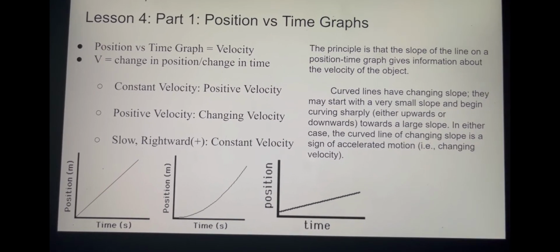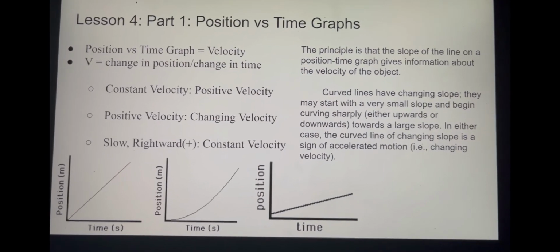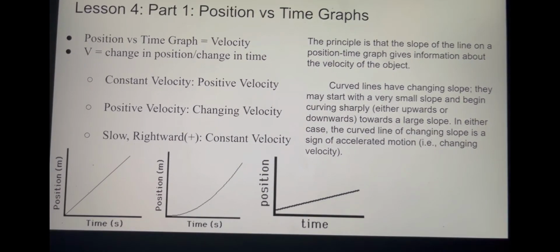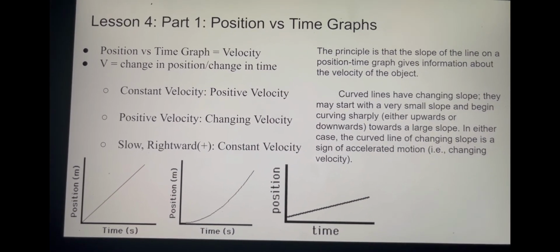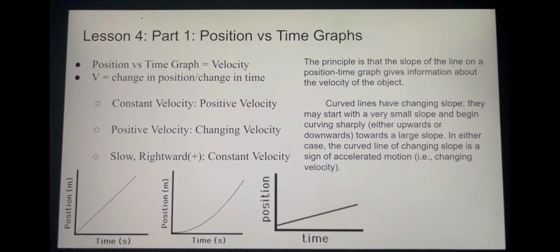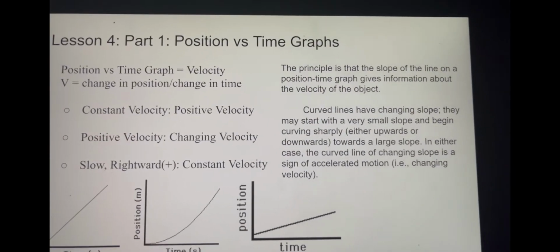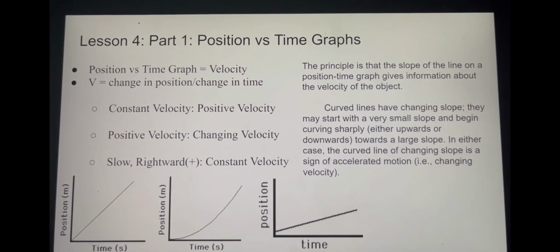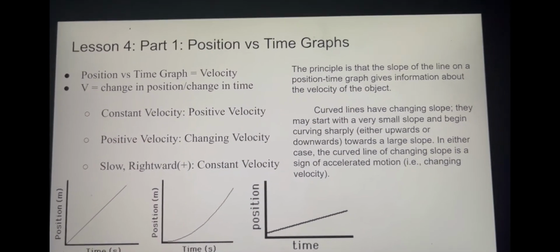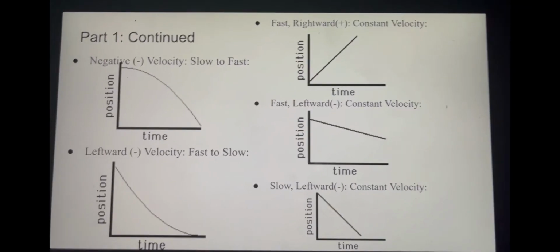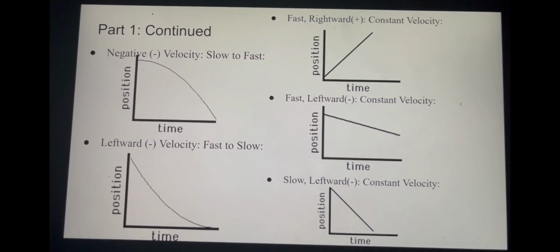steepness of the line. But regardless, if the line is straight, it's a constant velocity, and if the line is curved, it's a changing velocity, and you know this based on the slope, because the slope of the line can tell you information about the velocity of an object. Now, for part 2, we're going to look at other graphs.